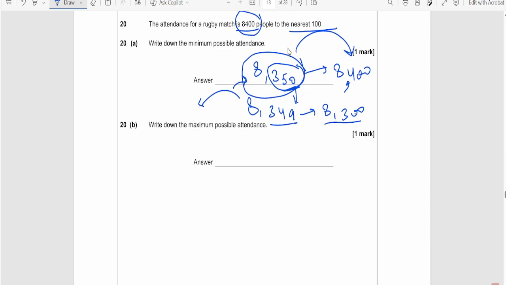Okay, maximum possible number, that if you round that number, you should get 8400. Maximum number would be 8450, because if you do 8451, it will round to 8500, right? Because 451, yeah. Okay, so there is a way of doing it.